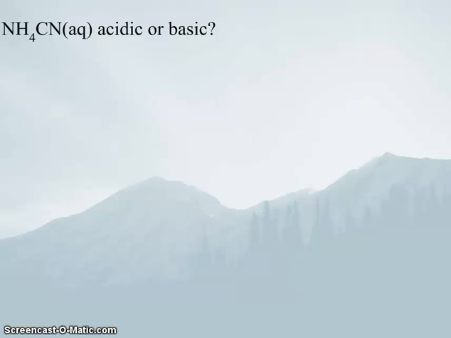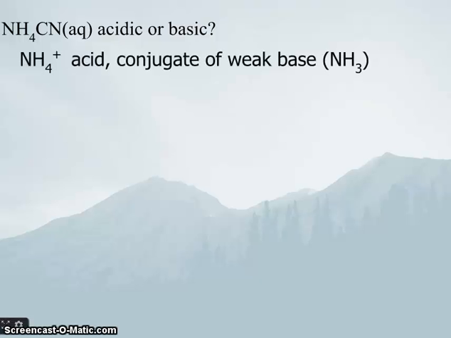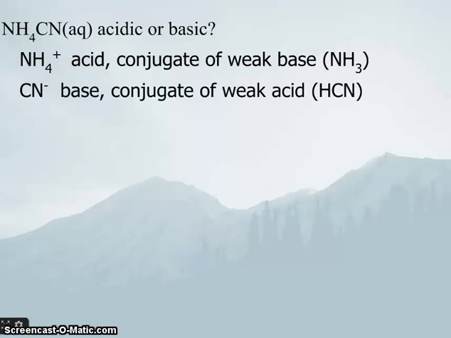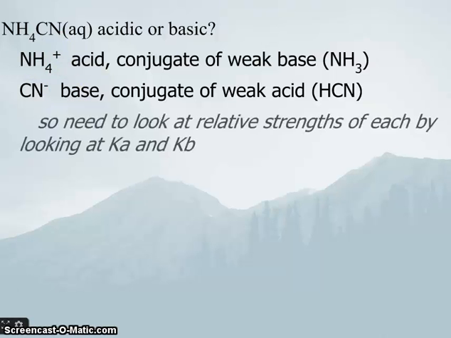Ammonium cyanide dissociates into ammonium ion and cyanide ion. Ammonium ion we know is an acid, and it's the conjugate of a weak base, which means that ammonium ion would be a weak acid. Cyanide is a base, it's the conjugate of a weak acid, hydrogen cyanide, so that means cyanide is a weak base. So we have a weak acid and a weak base. So in this case we actually have to be a little bit more quantitative. So we have to look at the relative strengths of the ammonium ion and the cyanide ion, by looking at the Ka and Kb values.